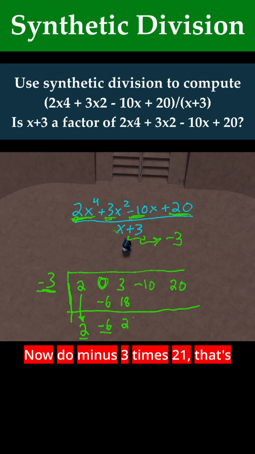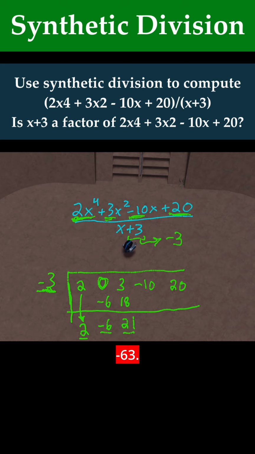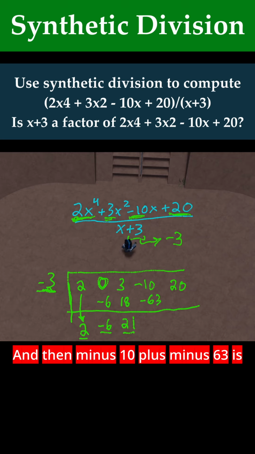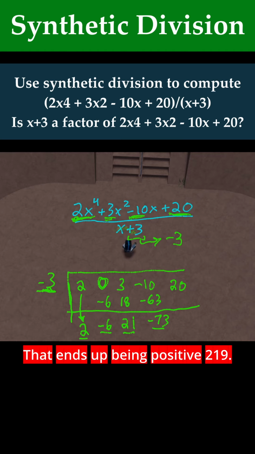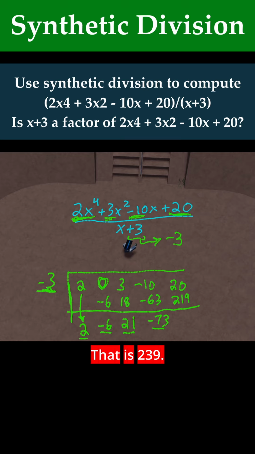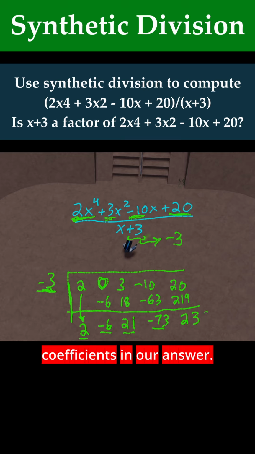Now do minus 3 times 21, that's negative 63. And then minus 10 plus minus 63 is minus 73. And then finally do minus 3 times minus 73, that ends up being positive 219. And then do 20 plus 219, that is 239. And now we have all the coefficients in our answer.